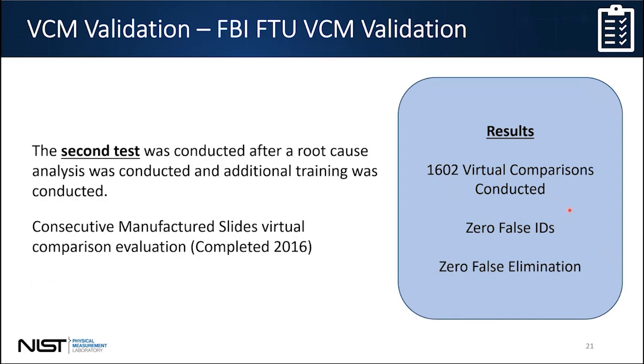So the next time around, they took a lot more consecutively manufactured slides, including with the proficiency tests. They reassembled the test sets, randomized everything. And this time they achieved 1,600 or so virtual comparisons. Now they've reached 0 false IDs and 0 false eliminations, which is good, right? But then when they submitted it to the FBI's scientific review board, they came back and said, well, these are all test sets and proficiency sets. What about real casework stuff?